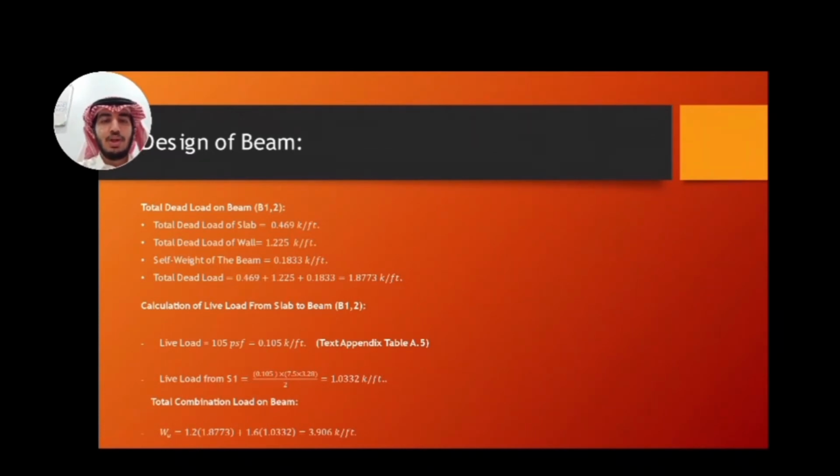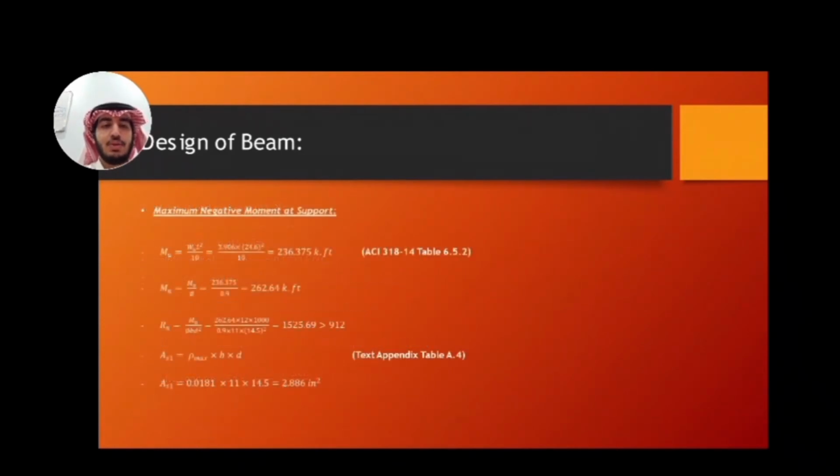Then calculate the live load from the slab to beam B1 and B2, which is equal to 105 pounds per square feet. Then calculating the live load by this formula. Total combination load of the beam, which is equal to Wu = 1.2 dead load plus 1.6 live load, which is equal to 3.906 kip per feet. Then we calculate the maximum negative moment and maximum positive moment at the middle.